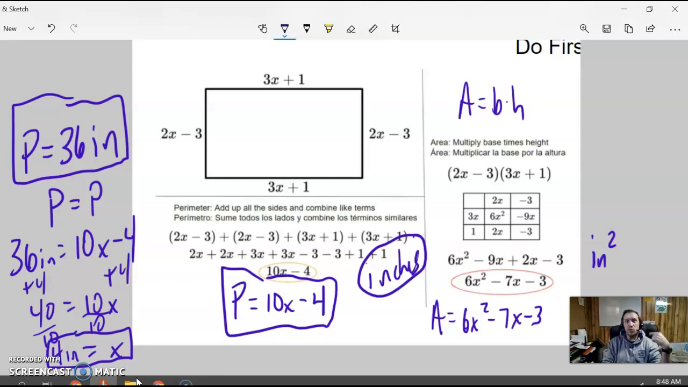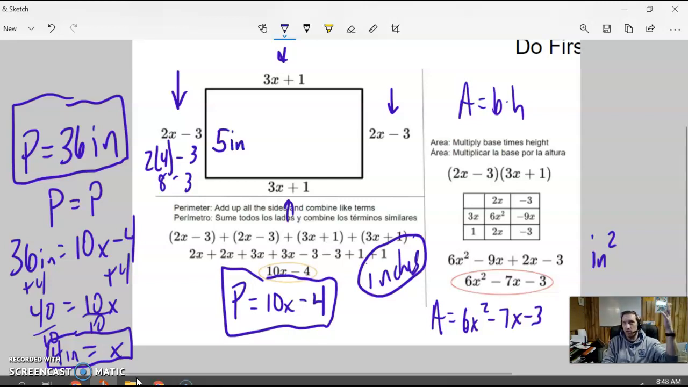Now, since we know x is equal to 4 inches, we can actually find out what each of our lengths are. And so we just substitute in 4. 2 times 4 minus 3, we get 8 minus 3. And I know this side length is 5 inches. We call this the height, but it's the width or whatever you want to call it. It's 5 inches right here.